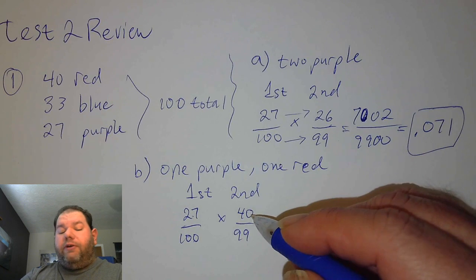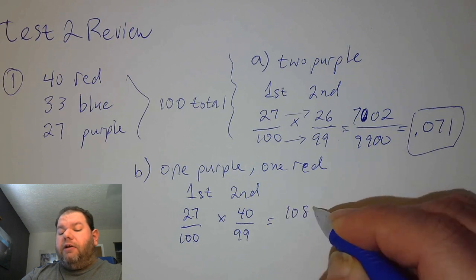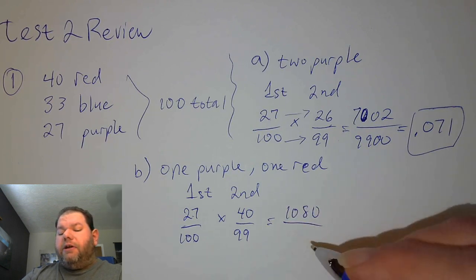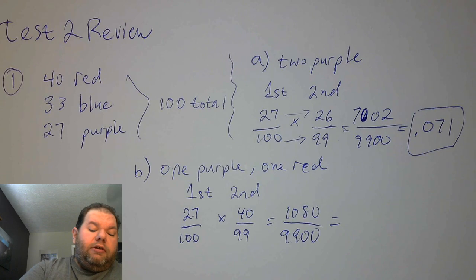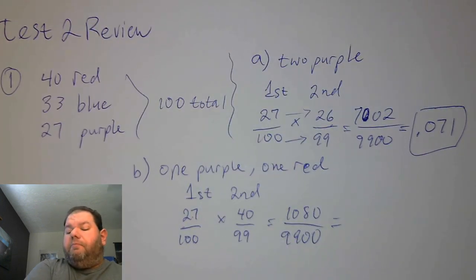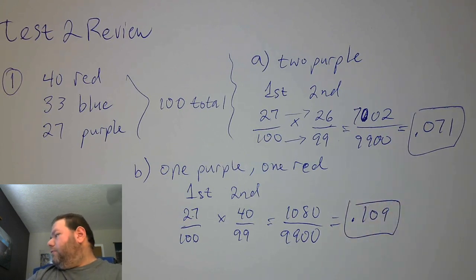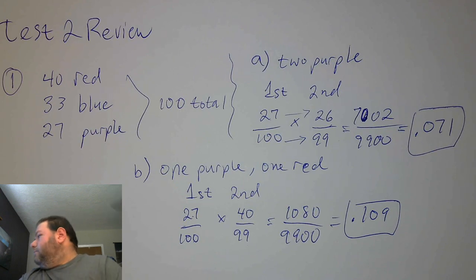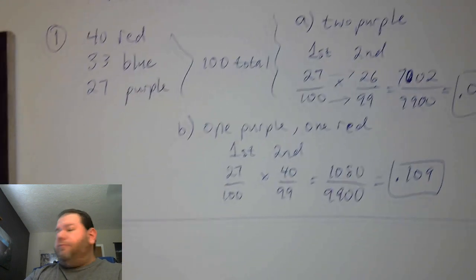So multiply across, 27 times 40, which I believe is 1080, and 100 times 99, which is 9900. So we take 1080 divided by 9900. And so that gives us 0.109. So that's problem 1. We'll move ahead to problem 2.